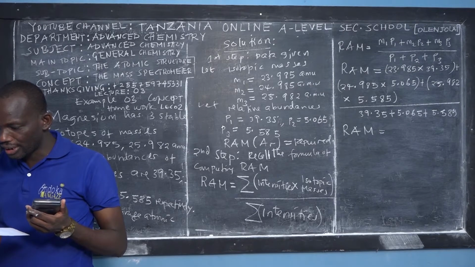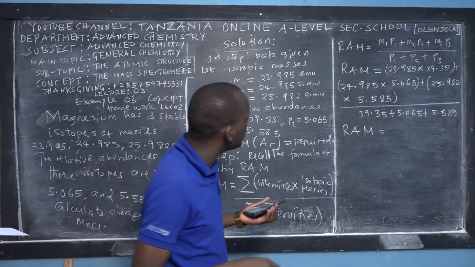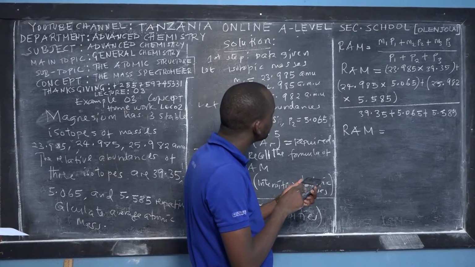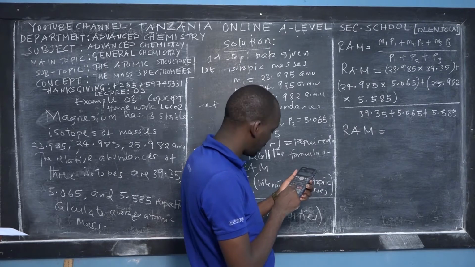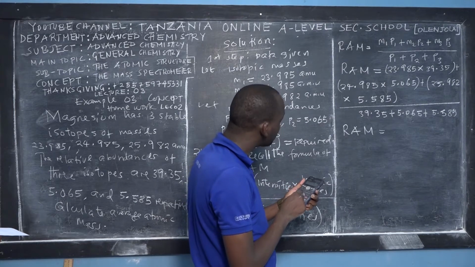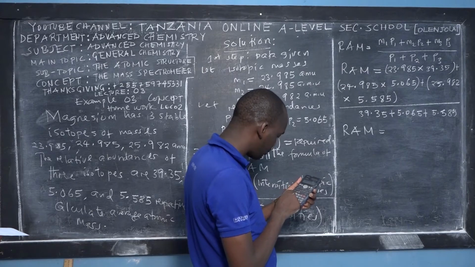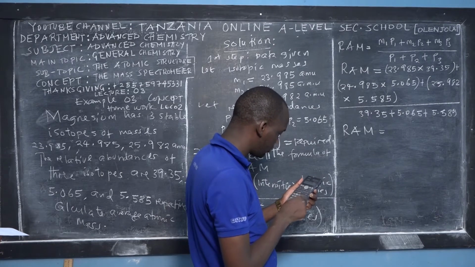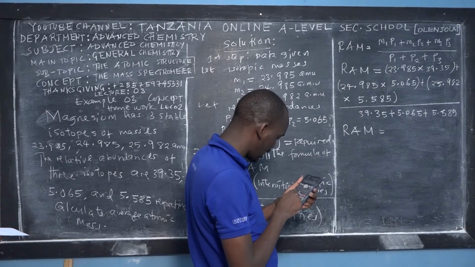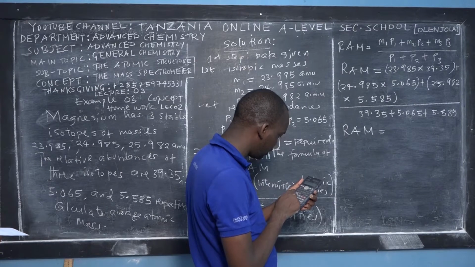And then what will you get? After finding that, you'll get the answer. So you'll take 23.985, let us do it together, multiplied by 39.35, and then we add, in brackets, 24.985 times 5.065, and then plus 25.982 times 5.585.